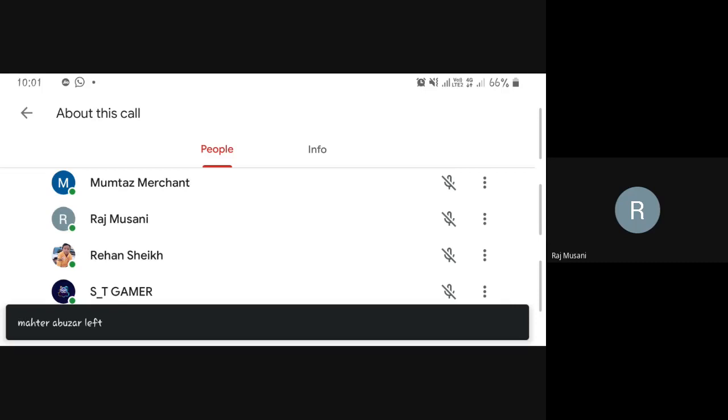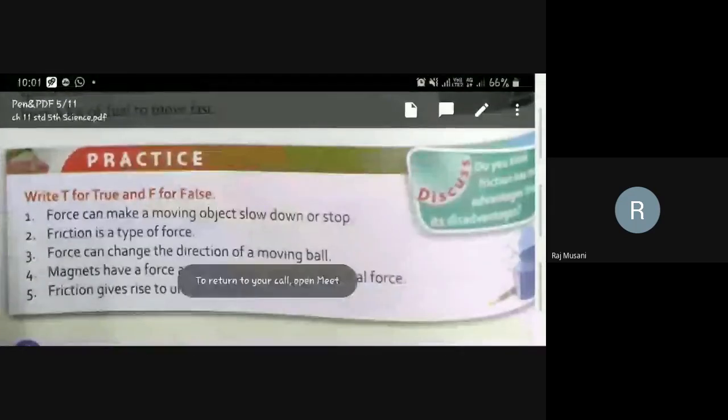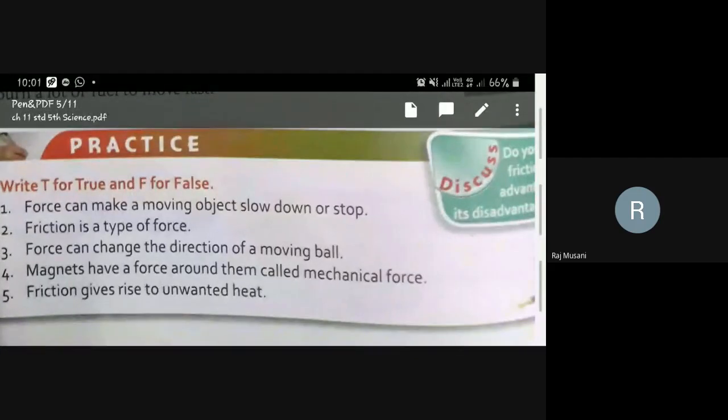Okay, start reading. True or false? Number one. Force can make a moving object slow down or stop. True or false?